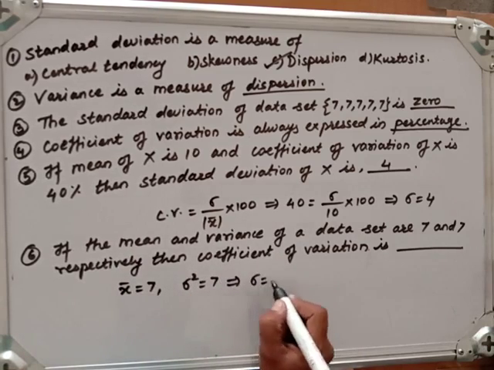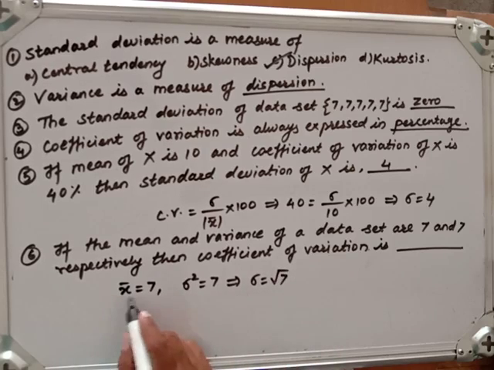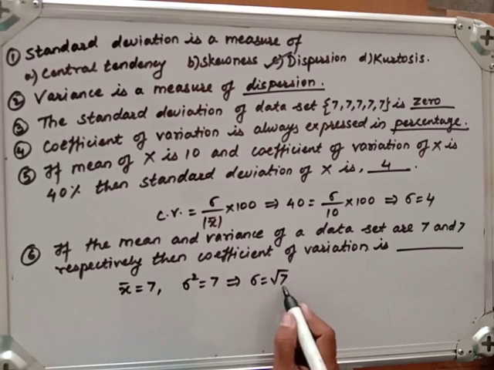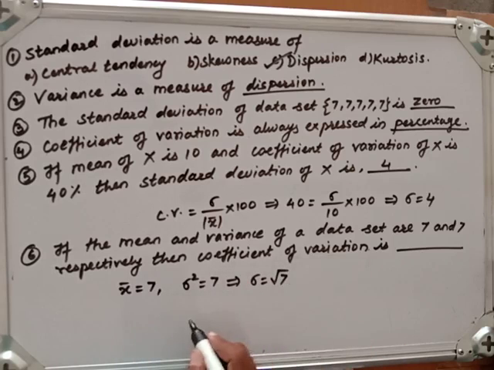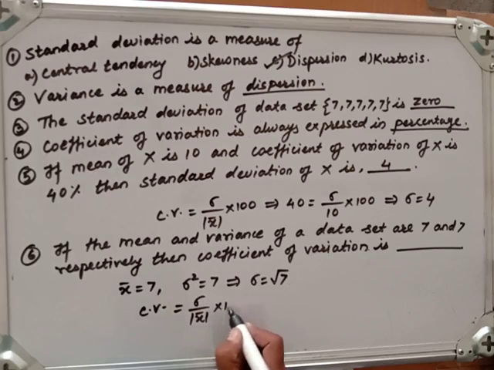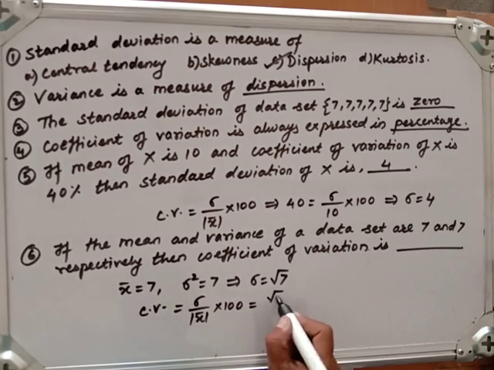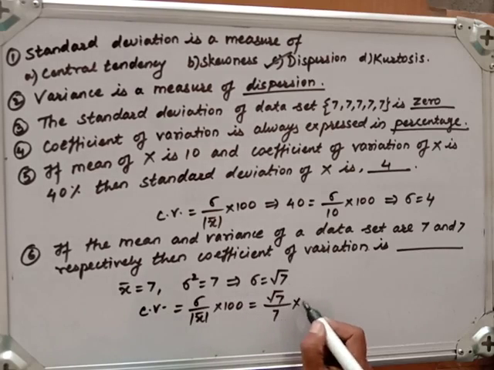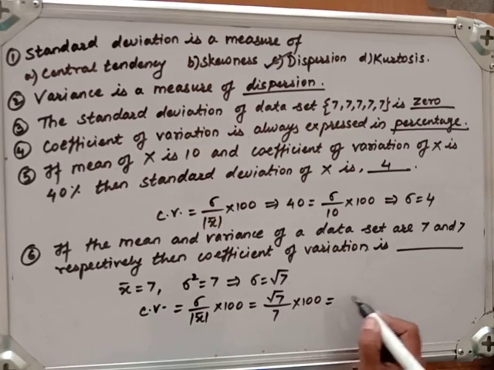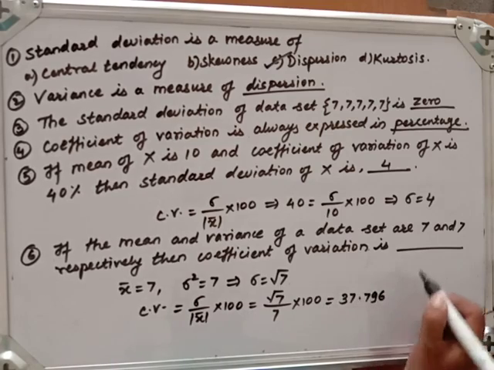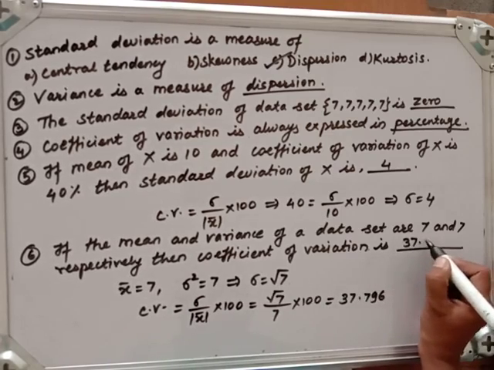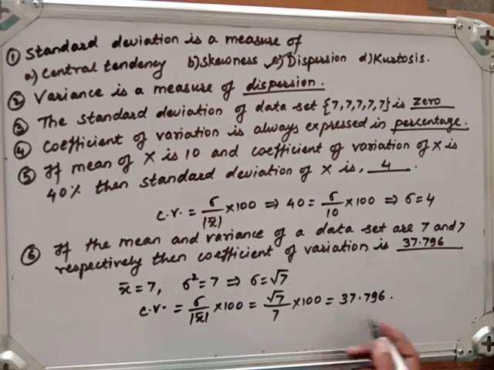So sigma is root 7. Once we know mean and standard deviation, we can easily determine the coefficient of variation. So CV is equal to sigma upon mod x bar into 100. So it is root 7 upon 7 into 100. The simplification of this one will be 37.796. So here the answer is 37.796. You can solve this one using the calculator.